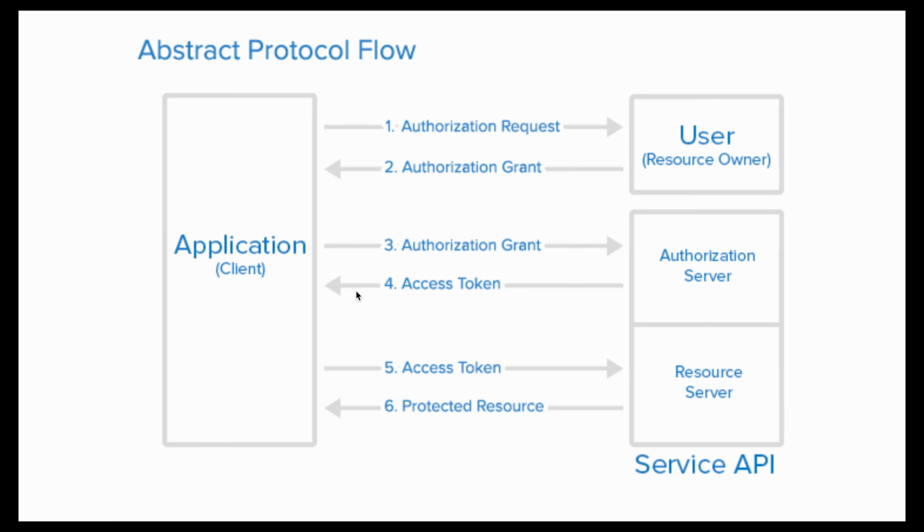If you see this flow over here, this is just the abstract flow. There are different variations available based on the different grant types, and the flow will change accordingly. The ideal flow has the client, your application, your user, that is the resource owner, your authorization server, and your resource server, which is your service APIs. Whenever the application wants to use anything, it will create an authorization request to the resource owner saying, I want to use these particular resources, and the user will grant the access.